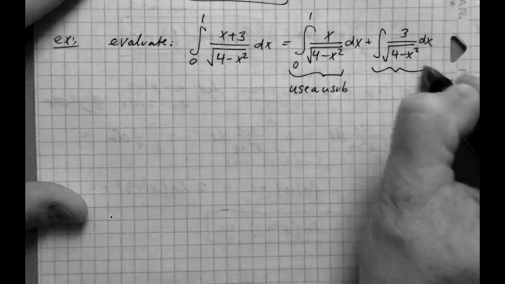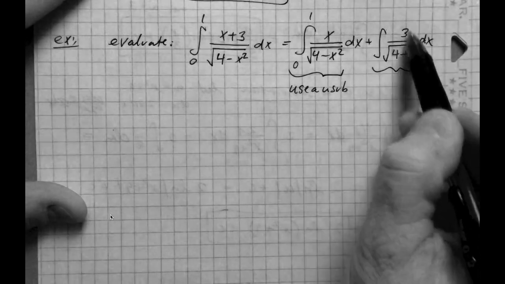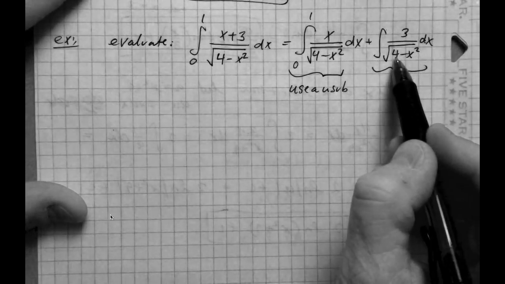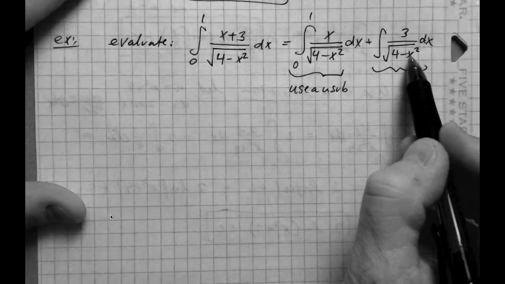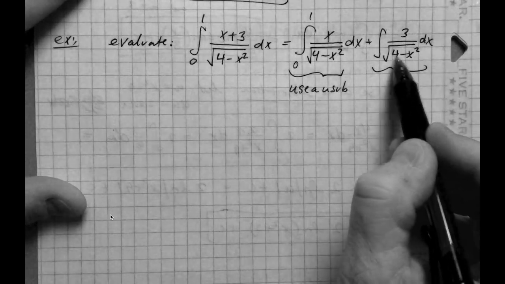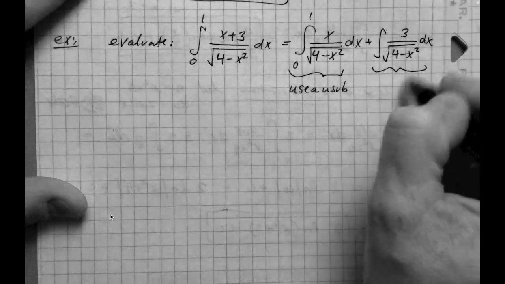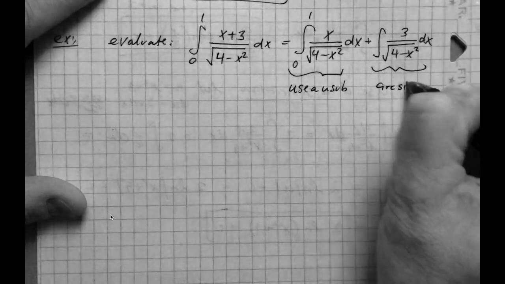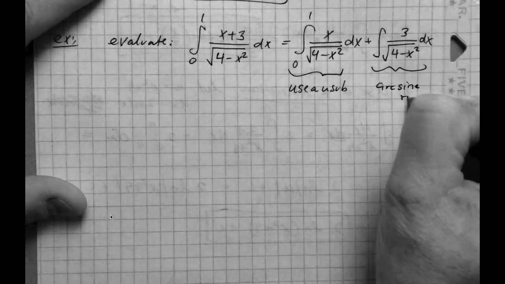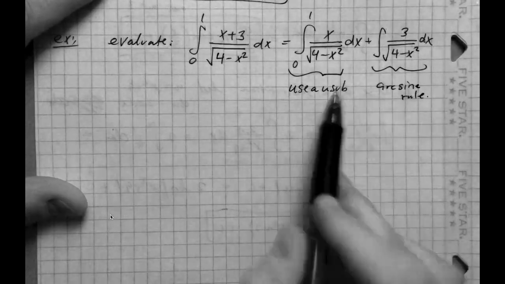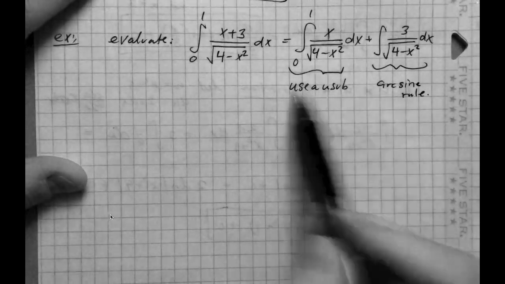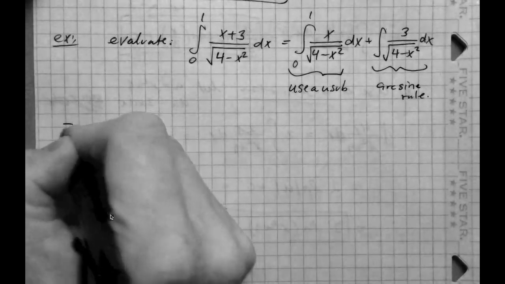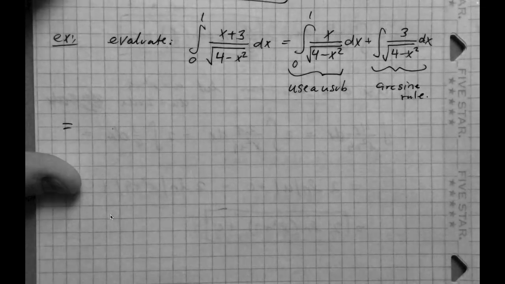For the second one, the 3 can come outside, and it'll be 1 over the square root of 4 minus x squared. And so this would be like 2 squared minus x squared, which is like the square root of a squared minus u squared. And so this guy fits the arcsine rule. Okay, so two totally separate integration rules being used in the same setup here.